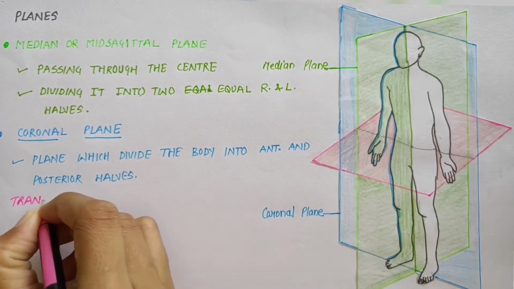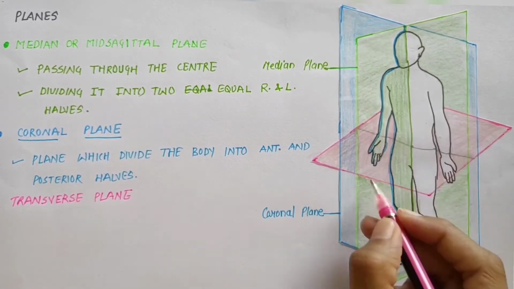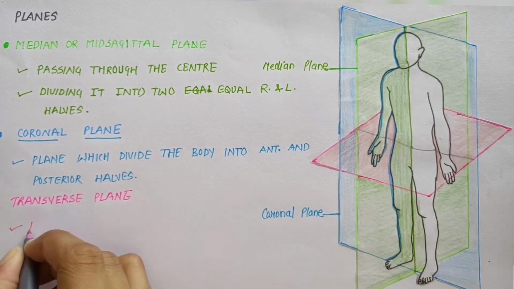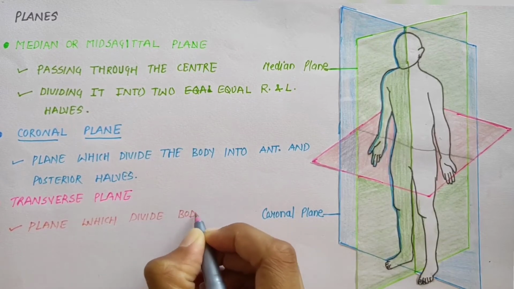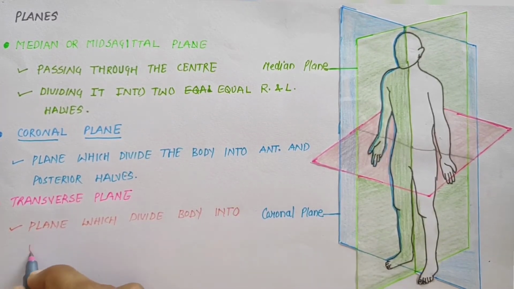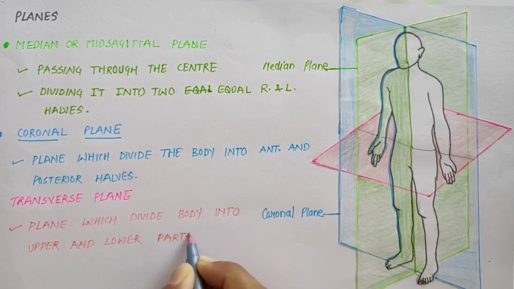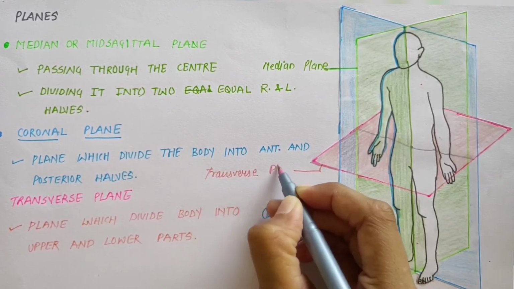Transverse plane. It is in pink. The plane which divides the body into upper and lower parts is called transverse plane. As you can see, it is dividing the body into upper and lower parts.